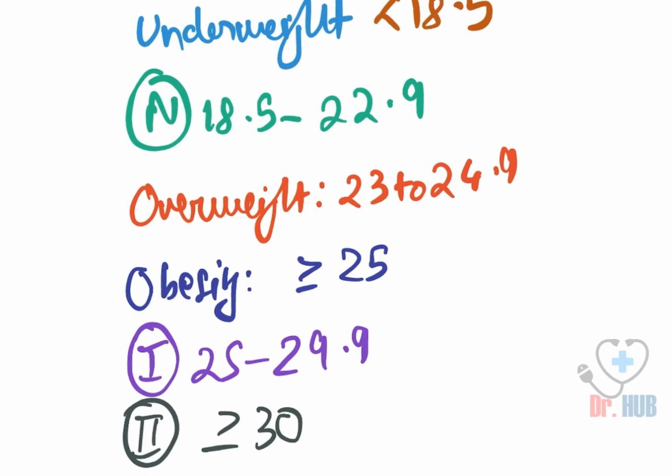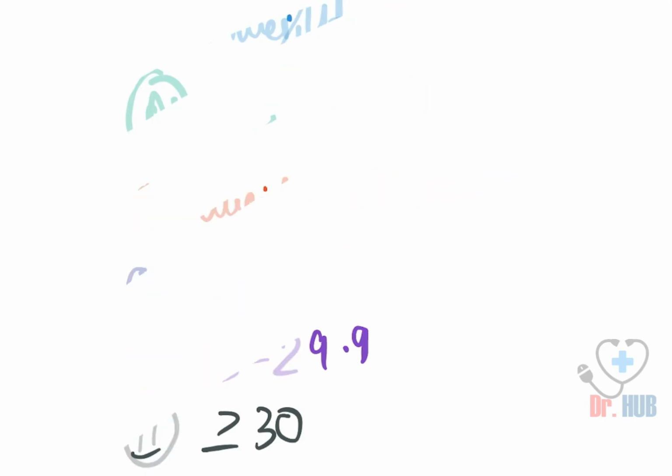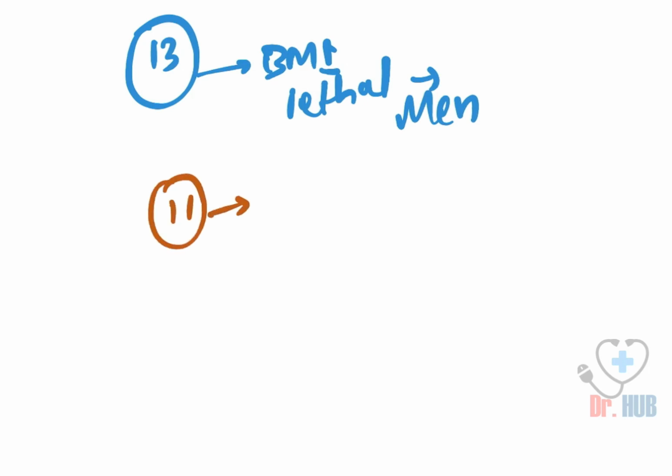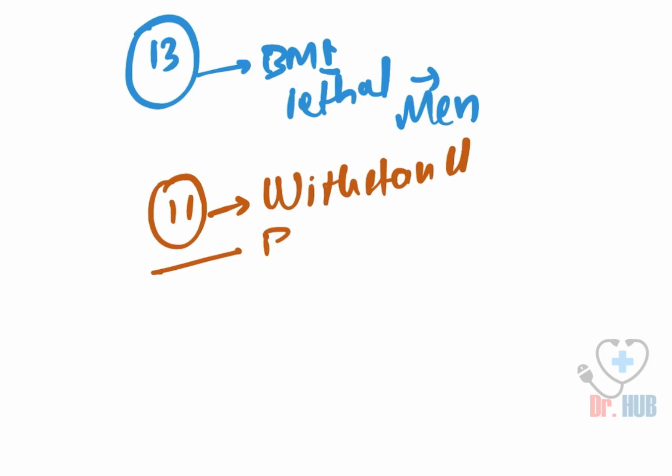Now there are some important notes to know. A BMI of 13 is considered lethal in case of men, whereas a BMI of 11 can be withstood. So women can withstand about 11 of BMI.